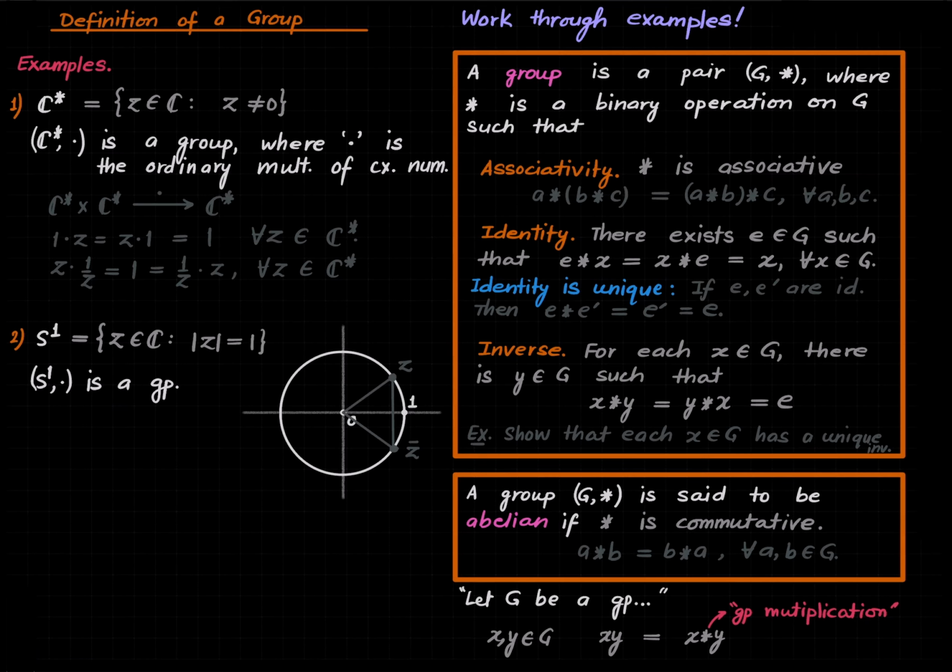I don't want to write anything down here to explain why this is a group. I have said it in words. One thing we may observe is that everything here is an element of C star. So it is in some sense contained in C star. Whatever. So let's proceed.